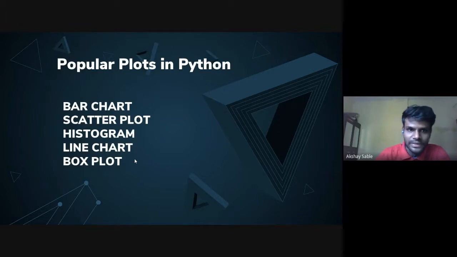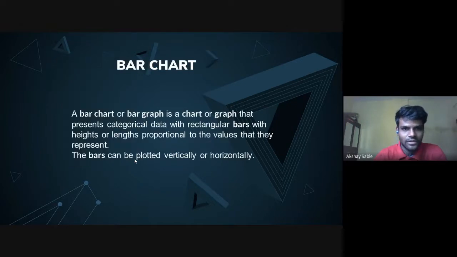The popular plots in Python which we are going to perform using Plotly are bar chart, scatter plot, histogram, line chart, and box plot. These are the basic charts. A bar chart, or bar graph, is a chart that presents categorical data with rectangular bars with heights or lengths proportional to the values they represent. Bars can be vertical or horizontal, as the user chooses.